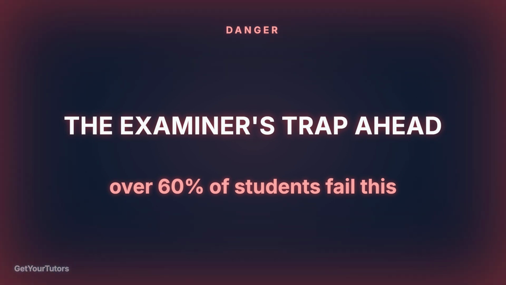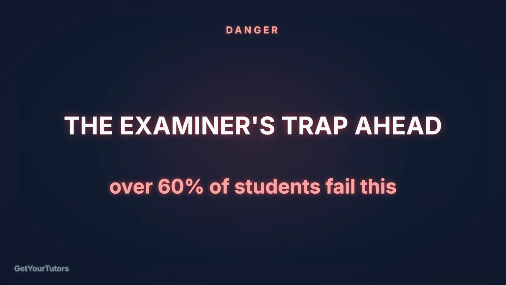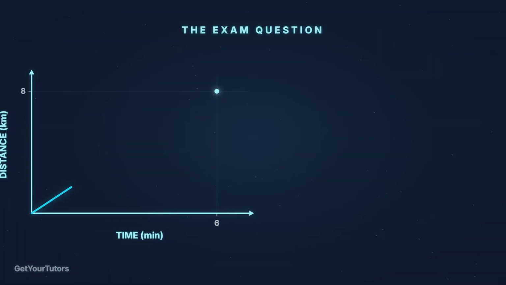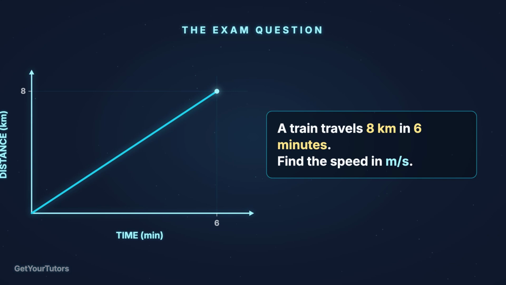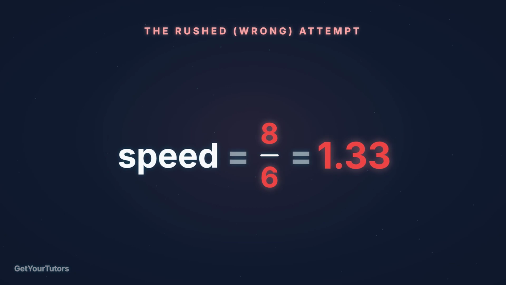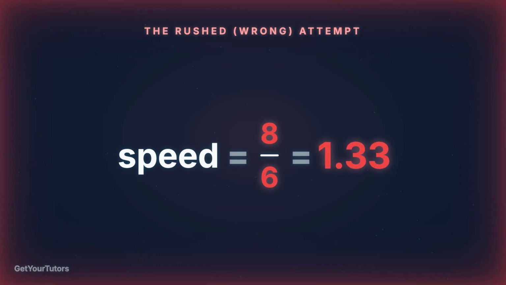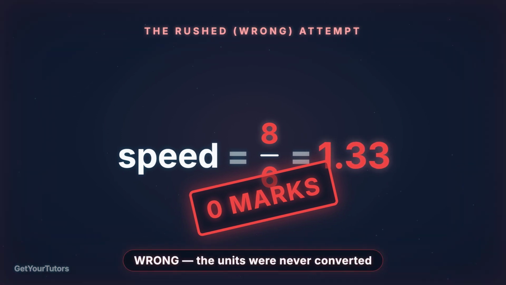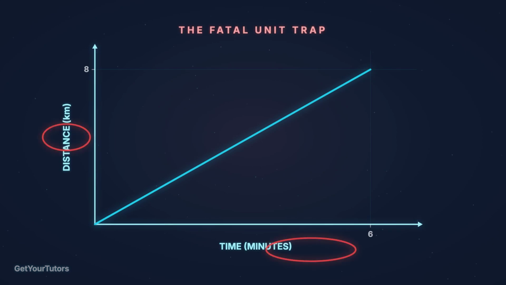Over 60% of students fail this exact exam question. A train travels 8 kilometers in 6 minutes. Calculate the speed in standard meters per second. The graph looks incredibly simple, right? A rushing candidate immediately divides 8 by 6, getting 1.33. The examiner brutally stamps a massive red 0 on the page. They walked blindly into the fatal unit trap.